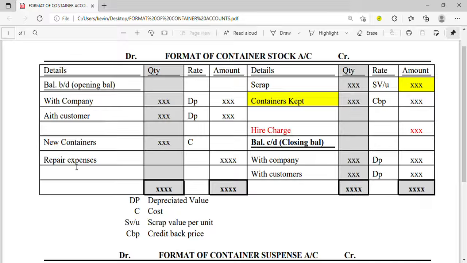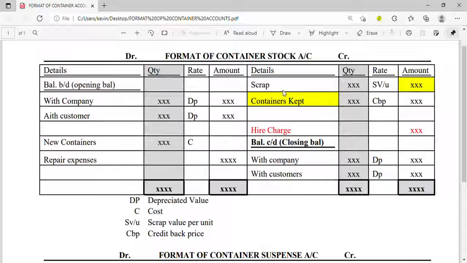Then repair expenses, we put them there. Just put the expenses because it has no rate and quantity. Repair expenses. Then after you get the total amount on the debit side.